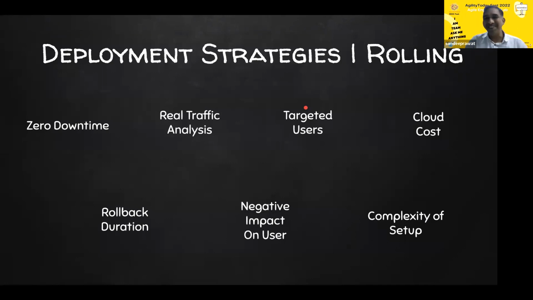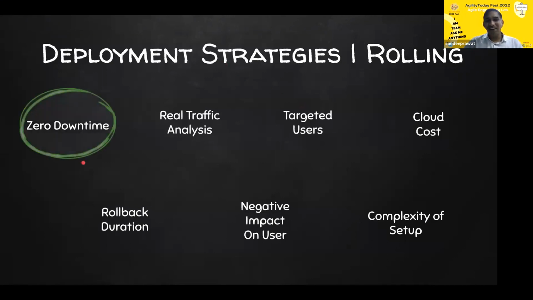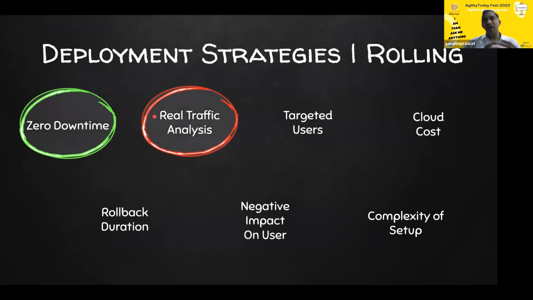By the way, this example is very bad, but this is apt for these days. So what we are saying is that we will not have zero downtime. Now, real traffic analysis, we will not have a real traffic analysis because we are not analyzing here. Targeted user, are we saying that this user will go to version 1 and version 2? No. So we are not saying that.